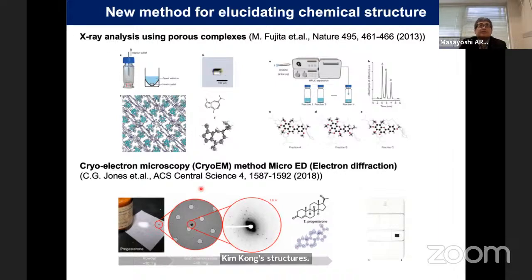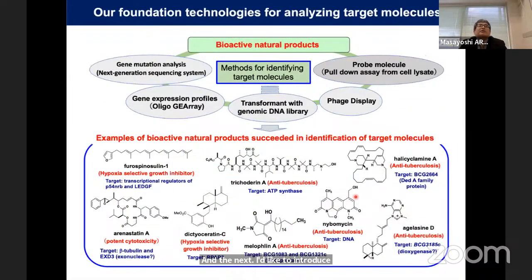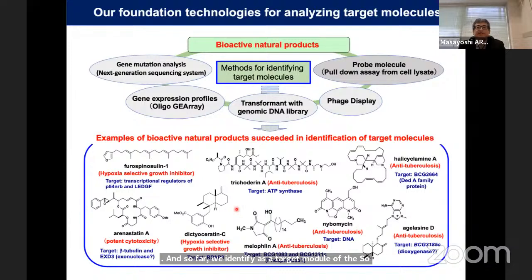And next, I'd like to introduce synthetic research and chemical biology research. Now in our laboratory, we are conducting target identification studies of isolated bioactive compounds using methods such as analysis of gene expression profile, the method using a transformant library, and pull-down assay using synthetic probes of isolated compounds. So far, we have identified the target molecules of these compounds, as you can see here. Today, I will briefly present 3 research examples.